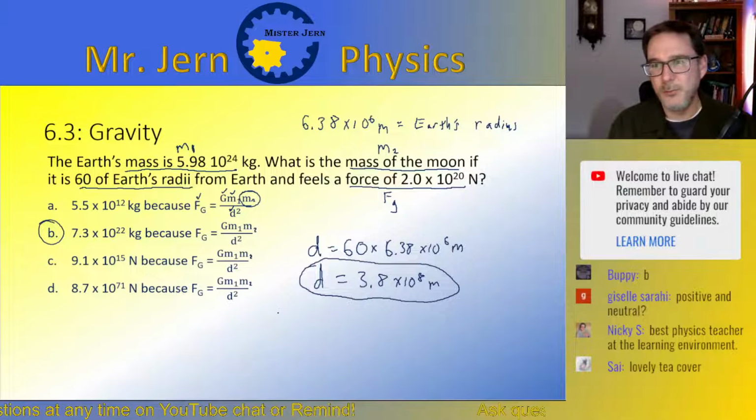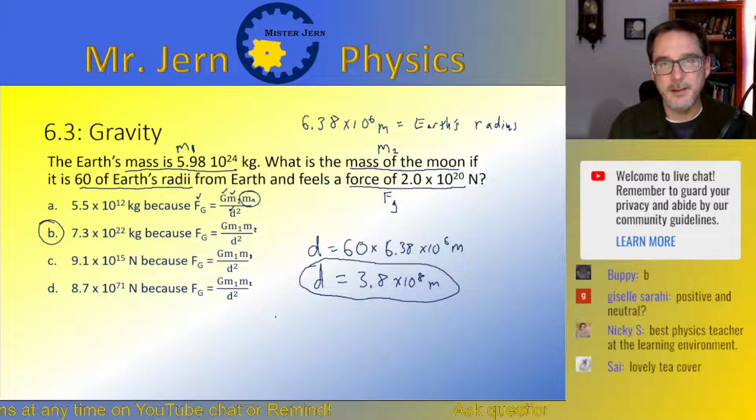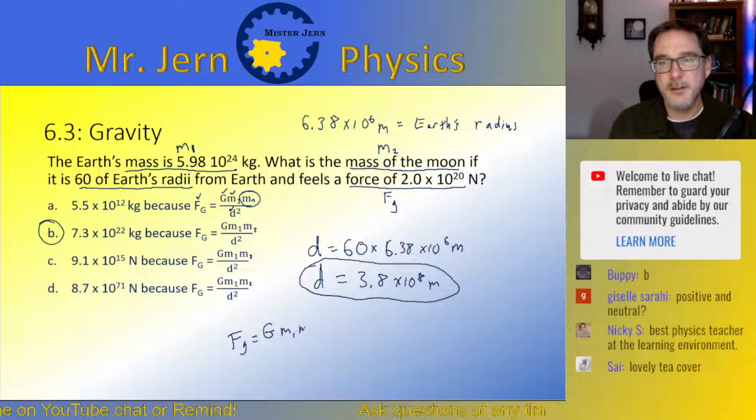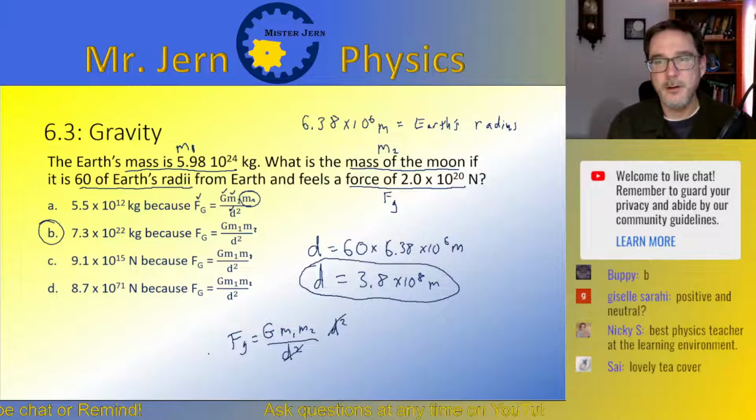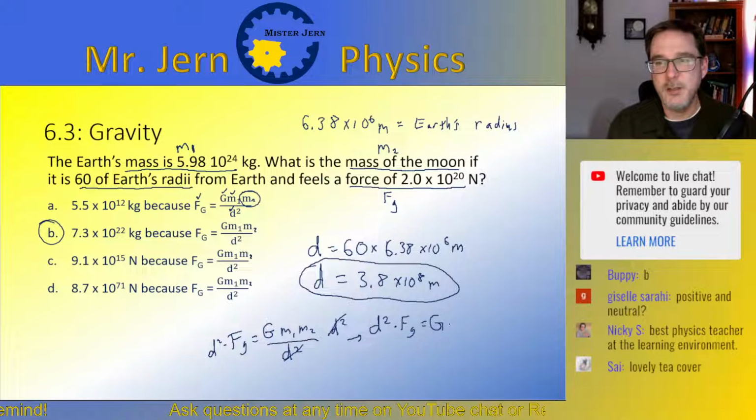Okay, so where are we at? We're near the end. This is going to be the last thing I think we talk about. So this is something you want to try. To solve for m2, we start with Fg is G times m1 times m2 divided by the distance squared. I want to get m2 by itself, so I'm going to multiply by d squared. That cancels out here, and whatever I do to one side, I have to do to the other. So that becomes d squared times Fg is equal to G times m1 times m2.